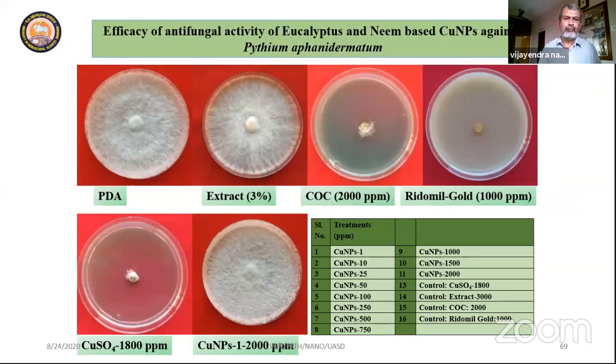So try to see now the characteristic of nanoparticles in relation to Pythium aphanidermatum, which is responsible for the rhizome rot of ginger. It is the one which we have done with our friend Mahesh, who is now working with the ARS. So he has got the culture, Pythium aphanidermatum on PDA, on the extract of these things, and even on copper nanoparticle. We never found that inhibition. That means this copper nanoparticle, even up to 2000 ppm, was unable to give an inhibition zone. But definitely copper oxychloride and Ridomil Gold and the copper sulfate had the inhibition.